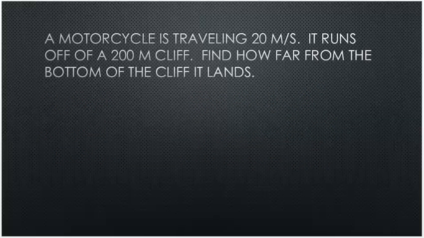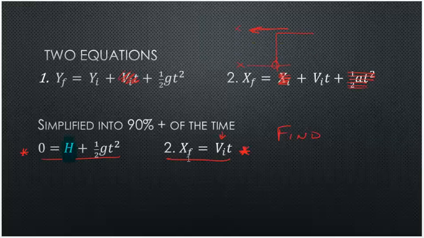Exact same problem, worded differently. All right, this time, a motorcycle is traveling 20 meters per second. It runs off a 200-meter cliff. How far from the bottom of the cliff does it land? Well, now they're wanting me to find XF. That means I'm going to use my other equation. I'm going to use my y equation over here, or my height equation, to find the time.